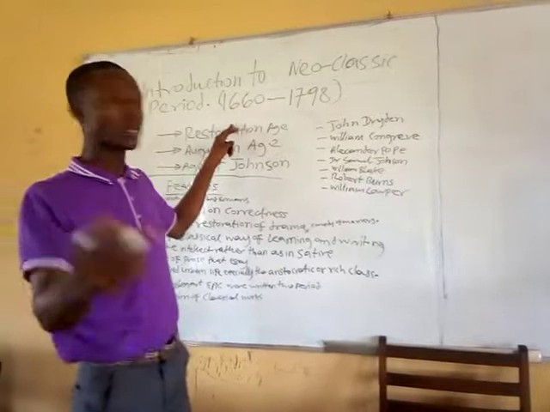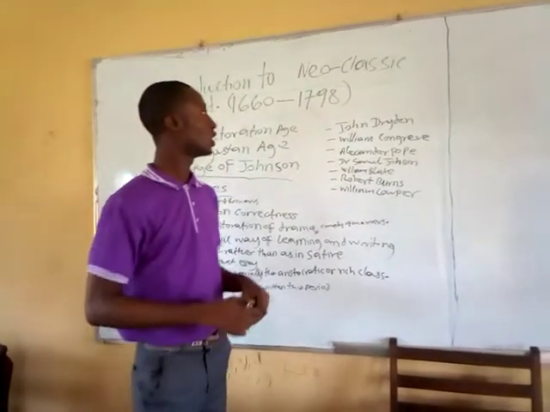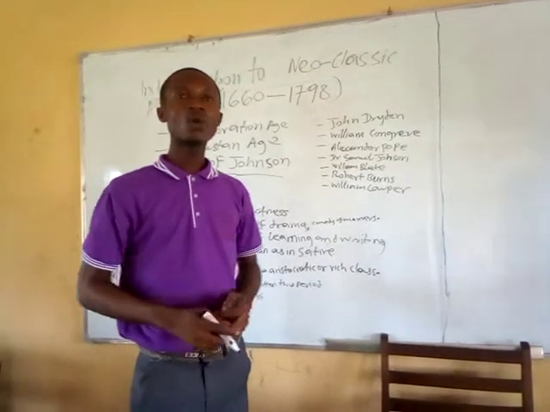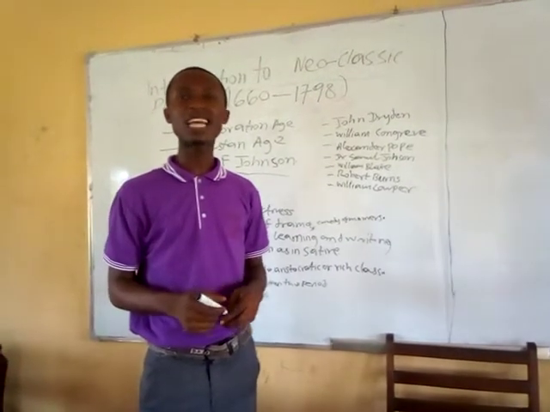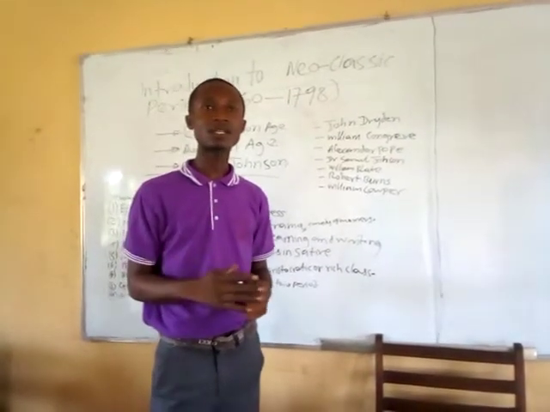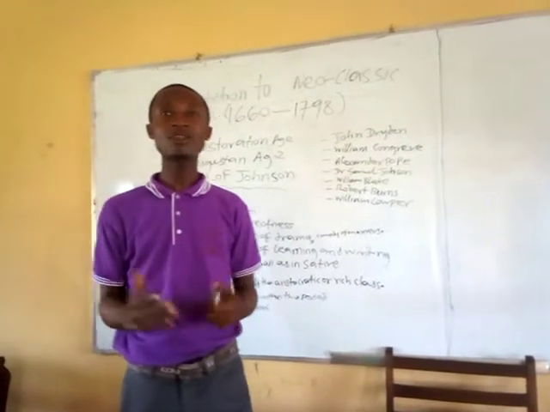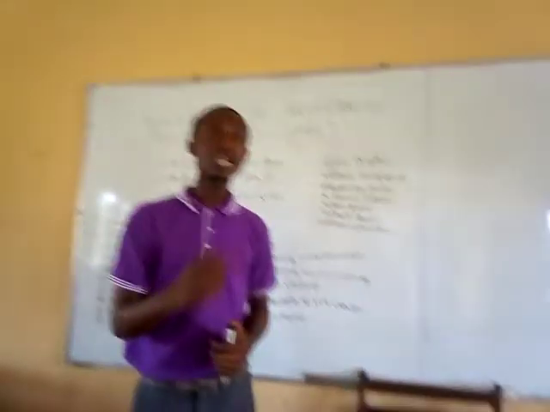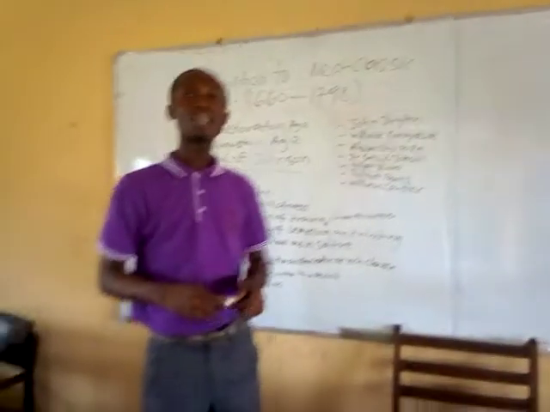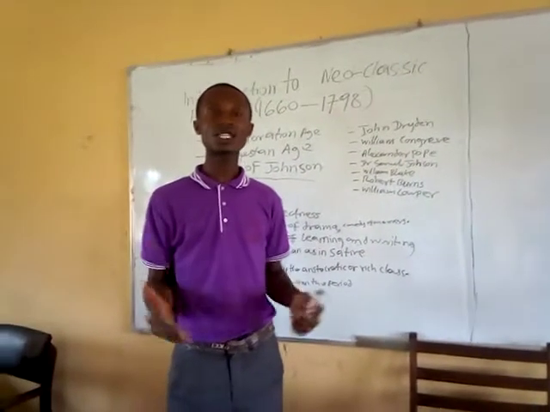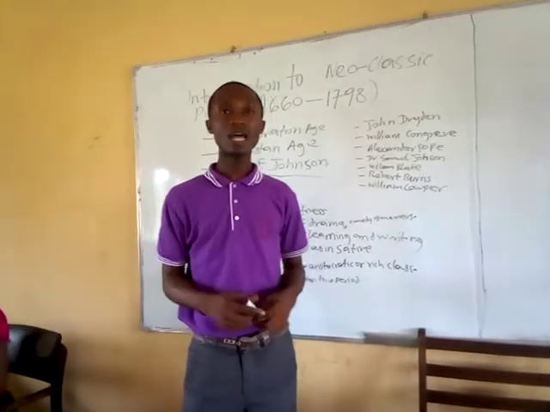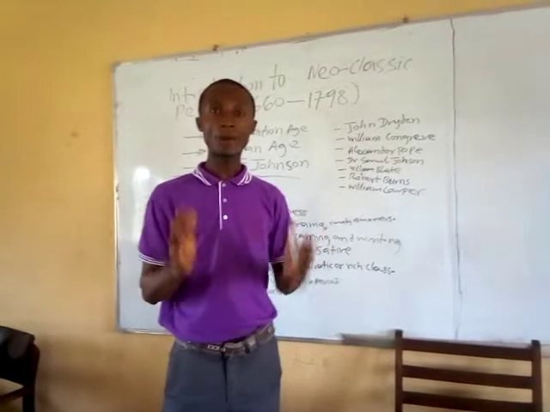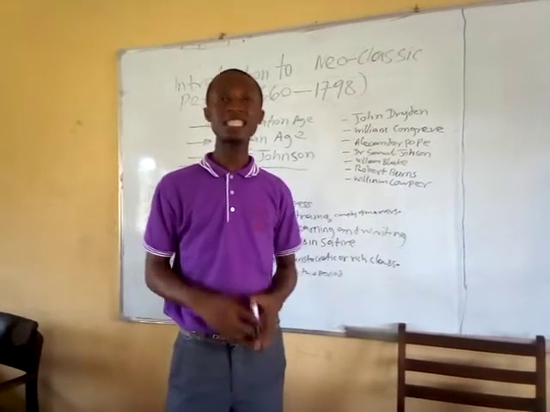The neoclassical period lasted from 1660 to 1798. It was a period in English literature where writers tried to imitate the classical writers, the classical masters, mainly the ancient Greek and Roman, which stood the test of time. In this period, writers became aware because there were a lot of translations, and they tried to imitate. These are the major features that characterize this period.